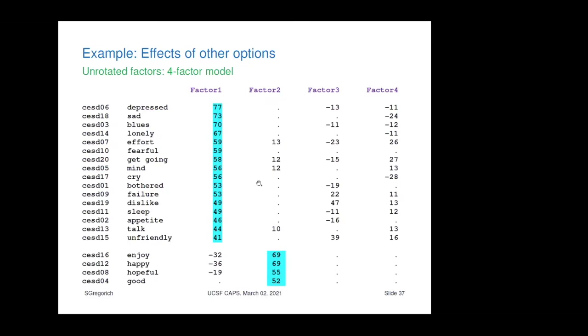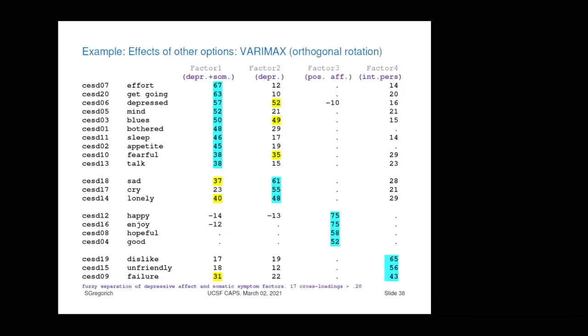So, effects of some other options. This is an unrotated 4-factor model, and you can see that it's just not very useful. It looks like the 2-factor solution, basically. But there's nothing going on over here. So unrotated factors, probably not what you're ever interested in.